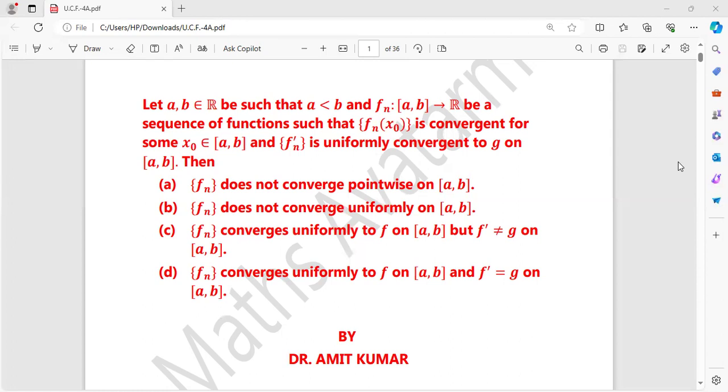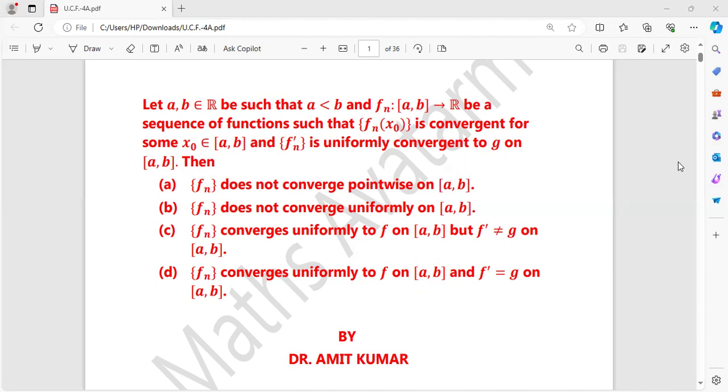Let a and b belong to R such that a is strictly less than b, and f_n from the closed interval [a, b] to R be a sequence of functions such that this sequence converges pointwise at some point x0 of the interval [a, b], and the derivative sequence is uniformly convergent to g on [a, b].